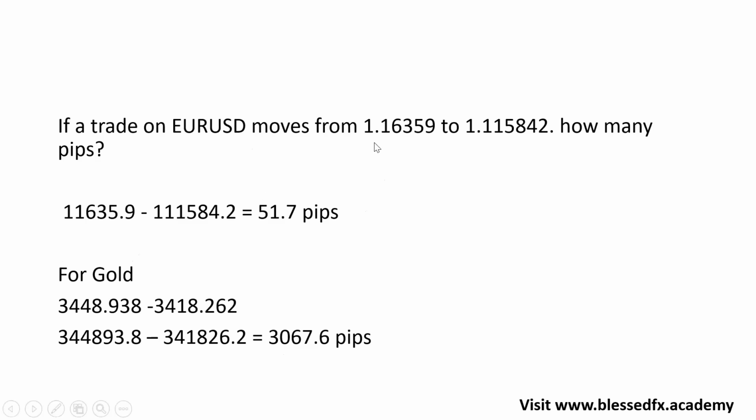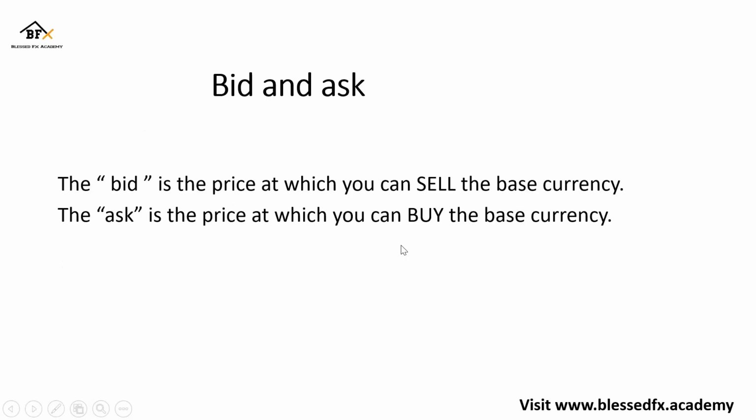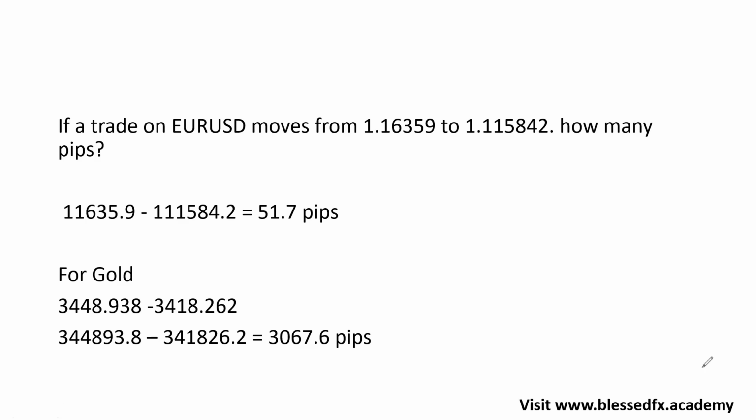If the market moves from 1.16359 to 1.15842, five decimal places, how many pips? You just shift the decimal place from here to after the 4th digit. So 1, 2, 3, 4, move this dot to after 5, which gives 11635.9. Then move this one to after 4, which gives 11584.2. Subtract it, you get 51.7 pips.